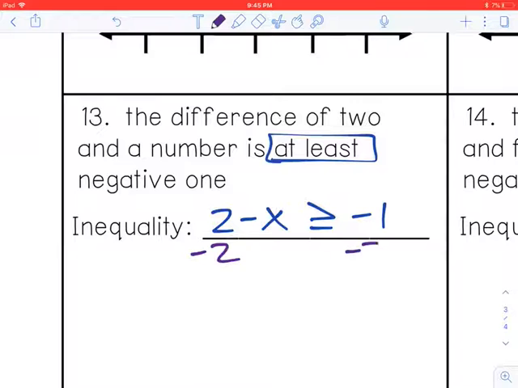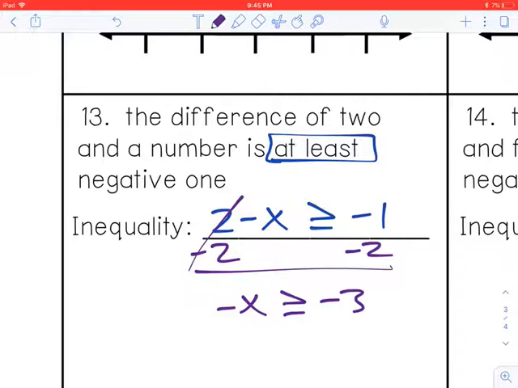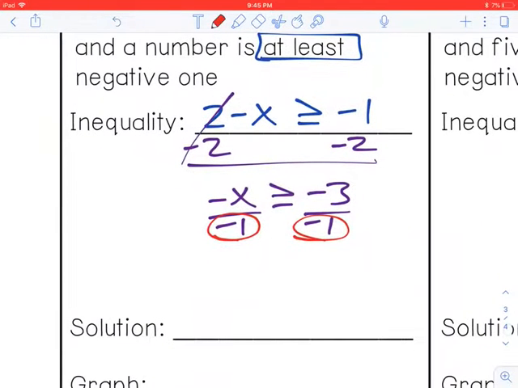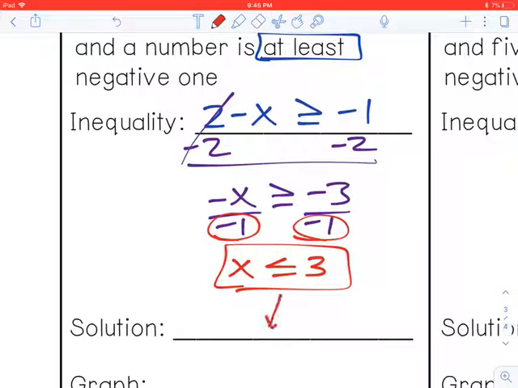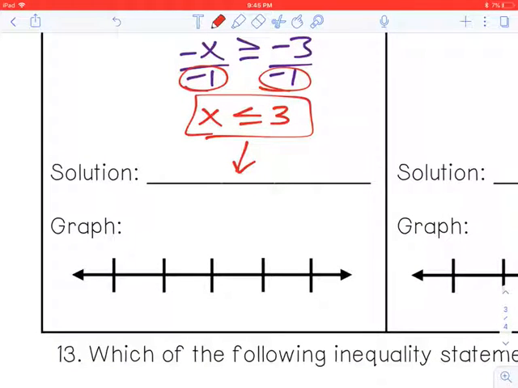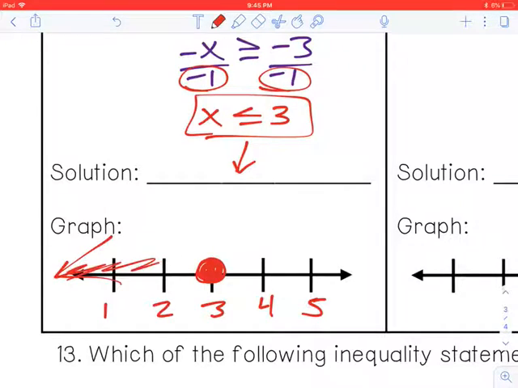So subtract 2, get -x greater than or equal to -3, divide by -1, and remember from last lesson, if I have -1, I got to go ahead and flip it. X is now less than or equal to +3. So that's my solution. So when I graph that, I've got 3, 4, 5, 3, 2, 1. That is a closed circle, and that's going to the left, less than or equal to.